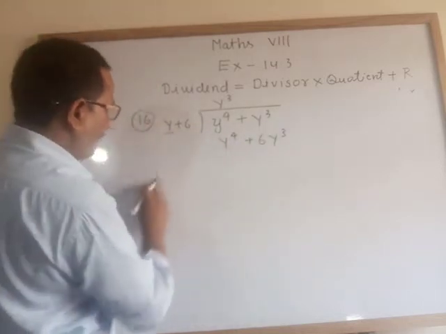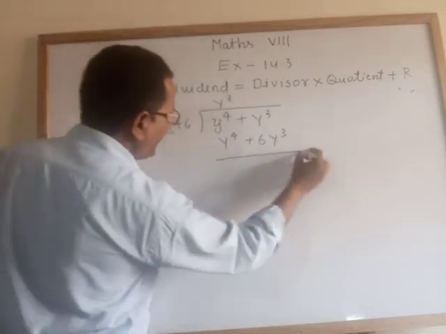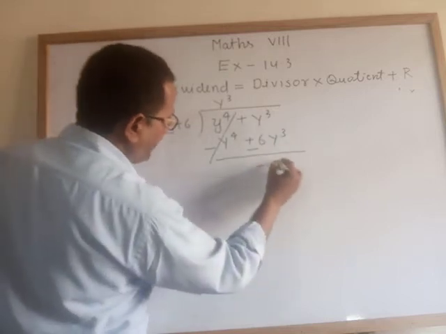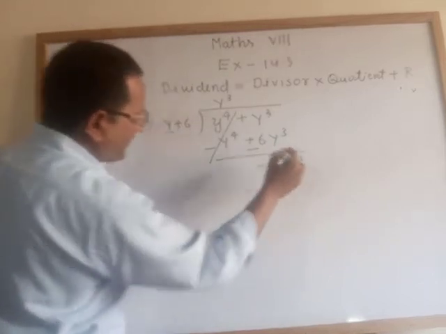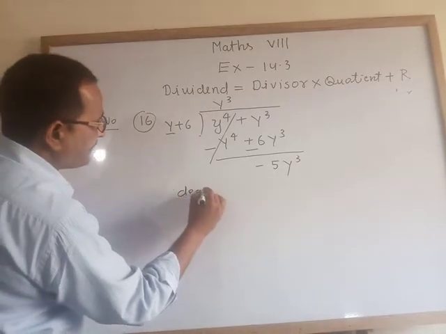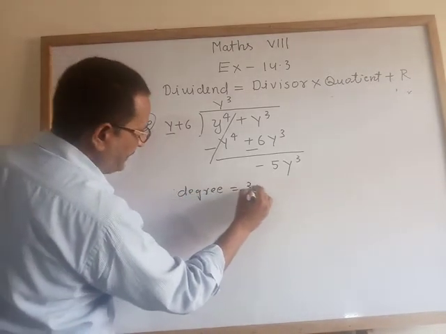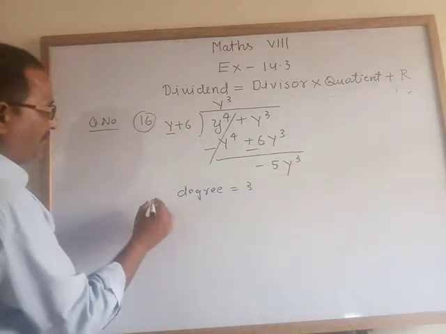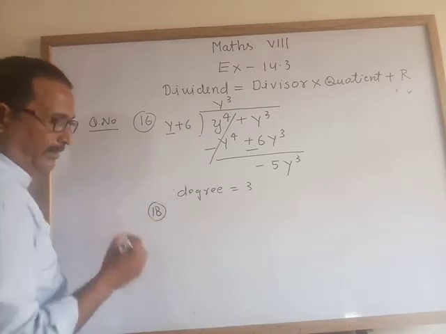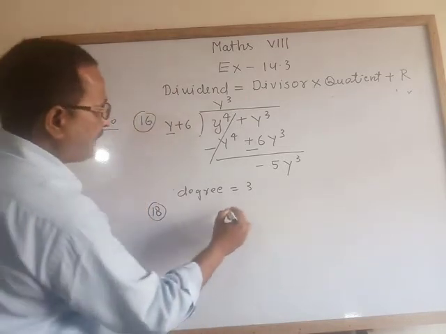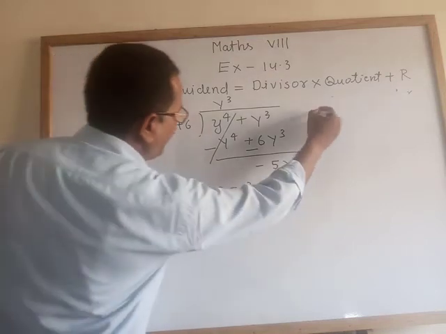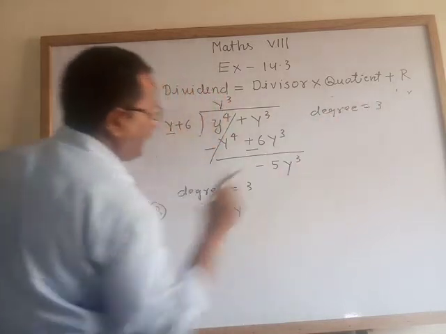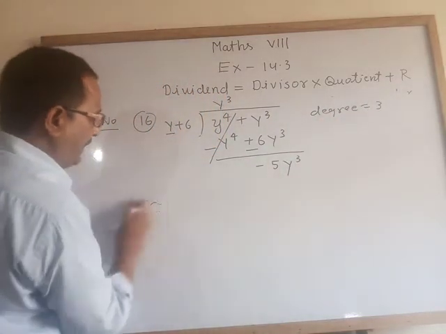After division, what we do here is subtract. This one cancels. Here minus 5y cube. What is the degree? The degree of the remainder will be 3. In the answer sheet 0 is given, that is wrong. It is 3. The degree of a remainder or polynomial is the maximum power of the variable.